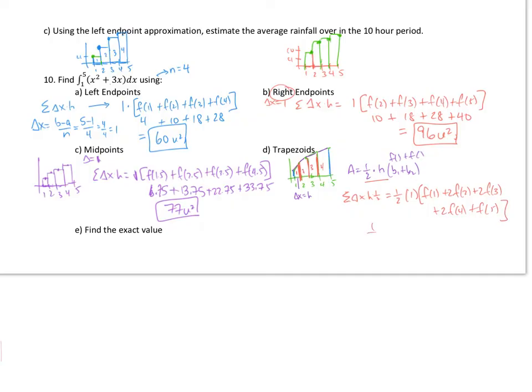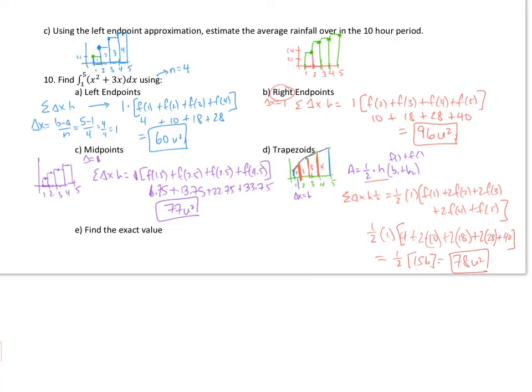So we end up with 1/2 times the 1. Now when we plug in f of 1, we are going to get 4 times 2, f of 2 is 10, plus 2 times f of 3 we said is 18, plus 2 times f of 4, we said f of 4 is 28, plus the f of 5 here at the end, which is 40. So working this out, we end up with 1/2 times 156, which comes out to be 78 square units. And that is the answer for the trapezoid rule.